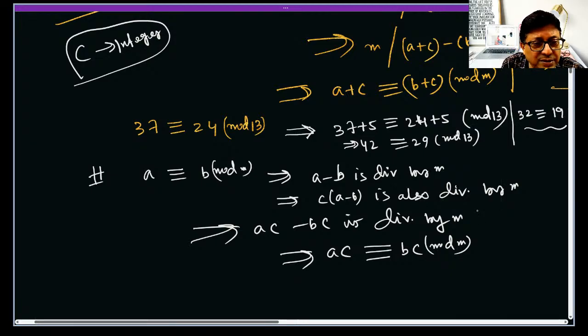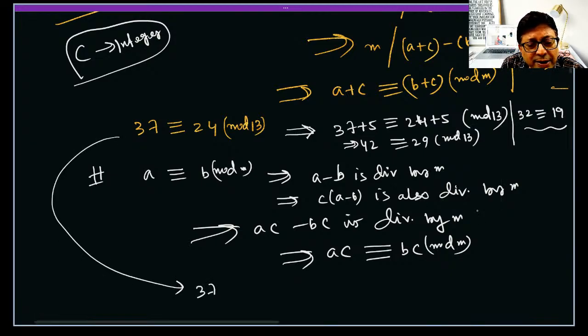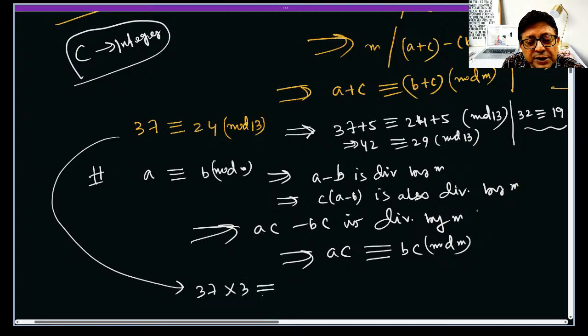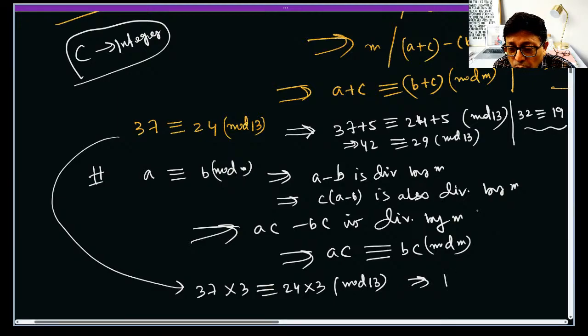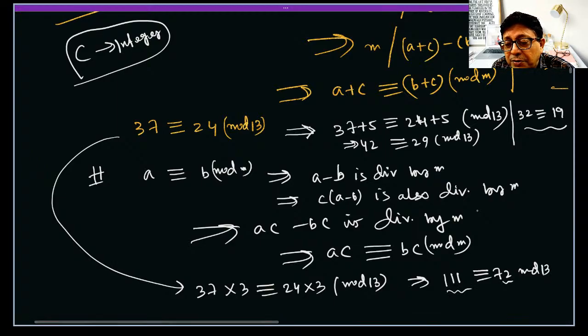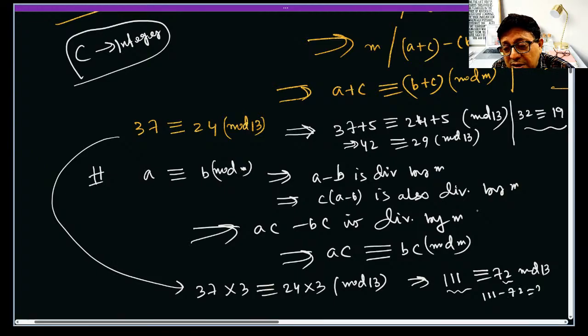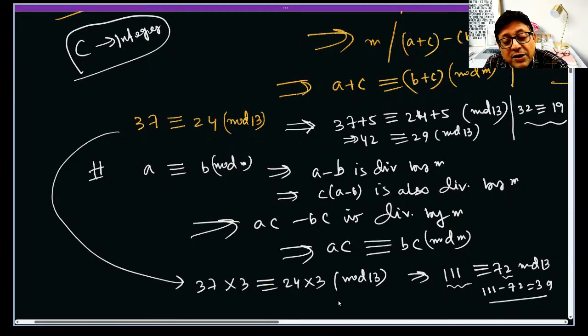Multiplication I did not show you, but let me do it here now. 37, you are multiplying by 3. It will also be congruent with the same modulus. So this implies 111 is congruent with 72 mod 13. 111 minus 72 is what? This is 39. And 39 is divisible by 13. So this is true. If you multiply both sides by a constant, an integer, then the relation is also valid.